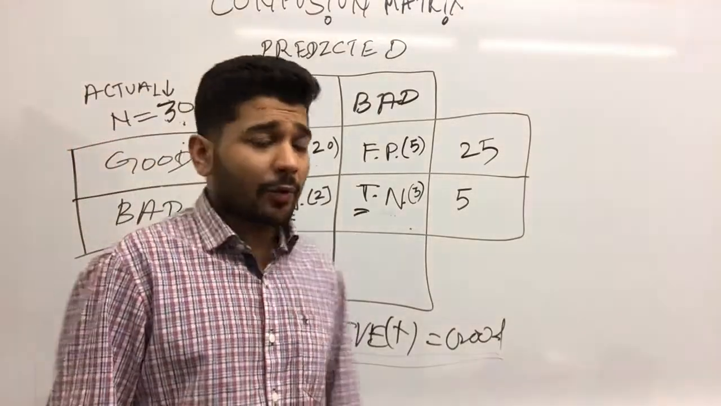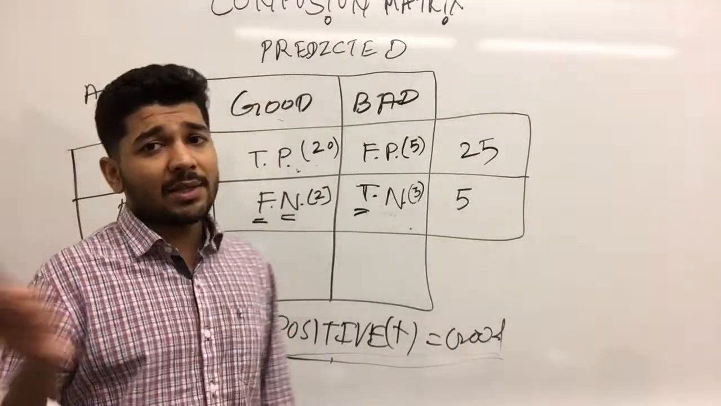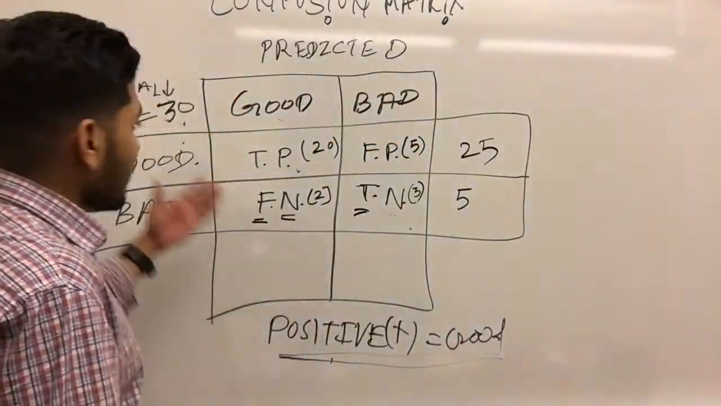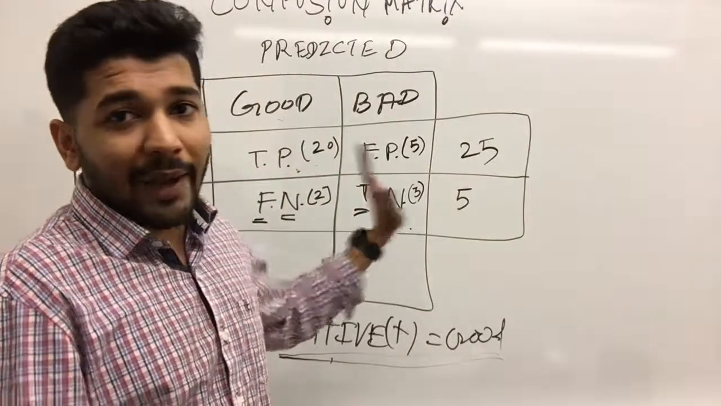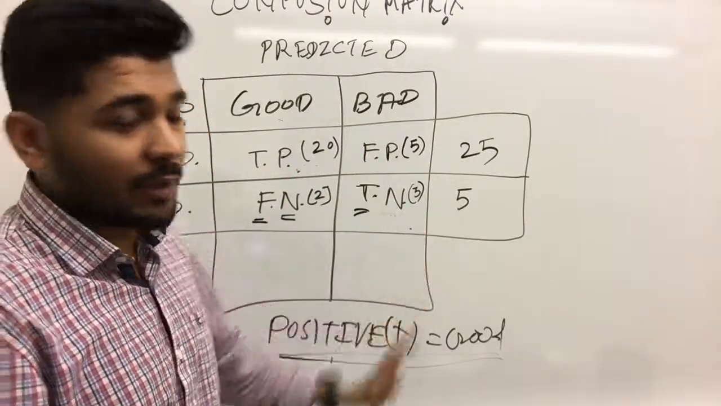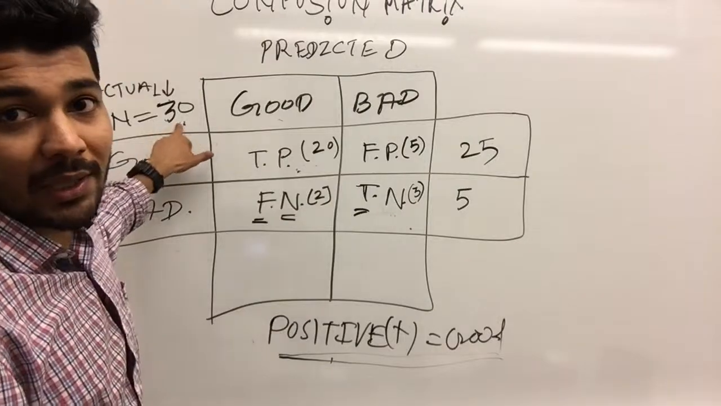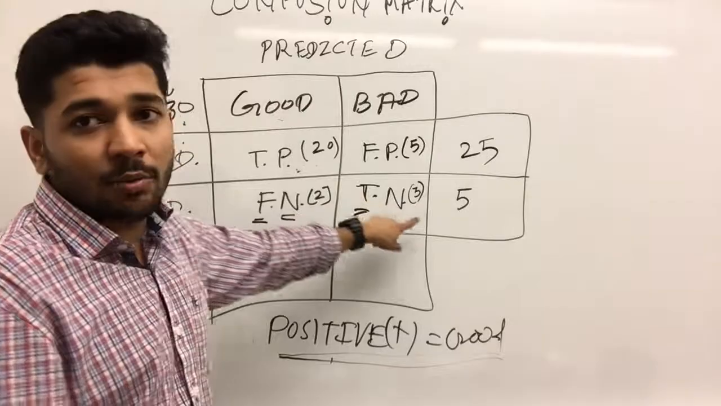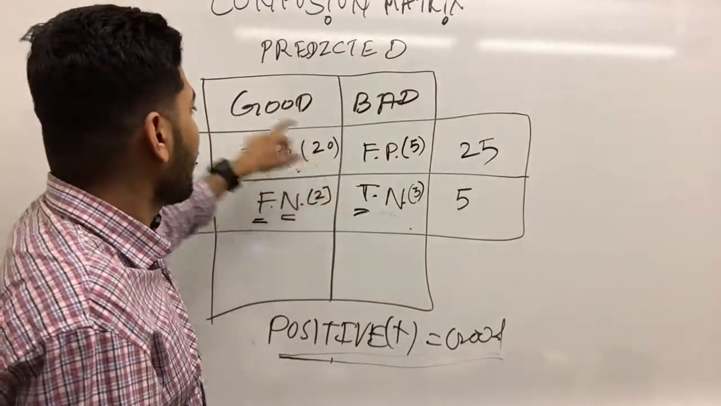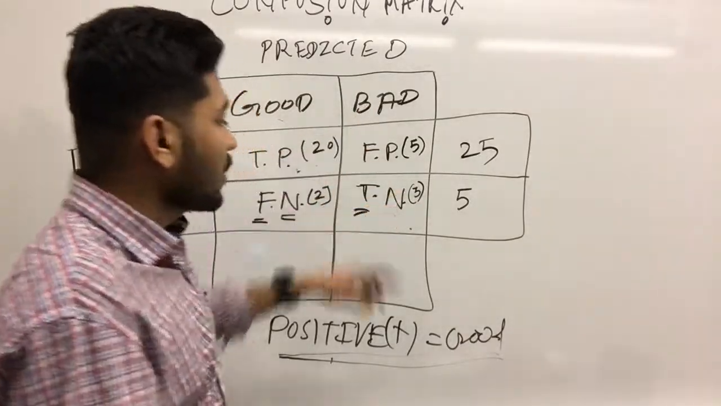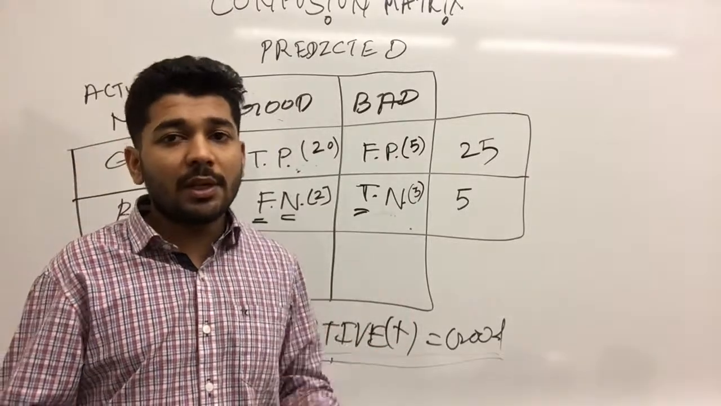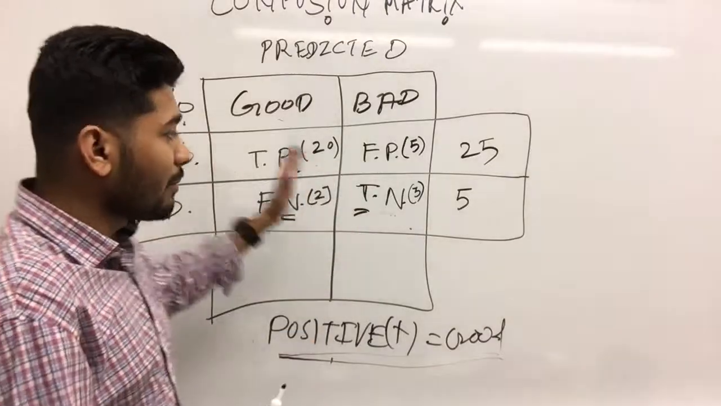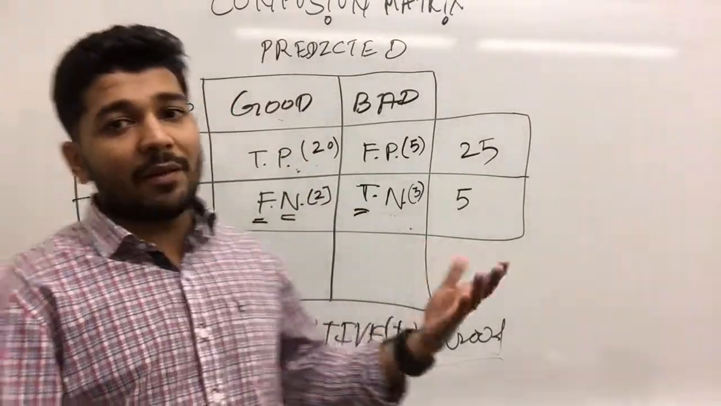So a normal accuracy is 1 minus error. So out of 100% we subtract the error. In this case, if we want to present a normal accuracy, not a confusion matrix accuracy, we will say we had a total of 30 customers. We are able to predict 20 plus 3, 23 customers perfectly, good as good, bad as bad. So out of 30, 23 customers were correctly classified to their respective classes. So it would be 77% accurate.